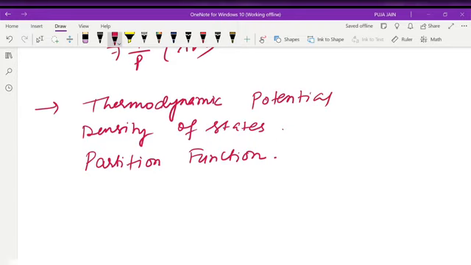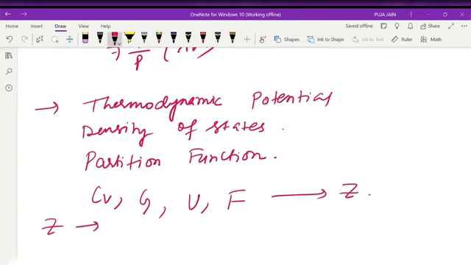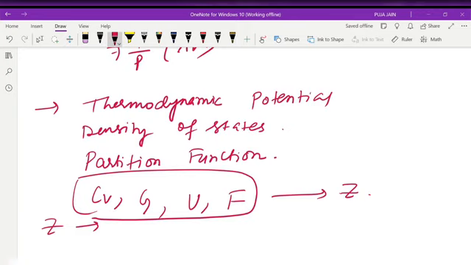Also we will find some important relations between CV, G, that is Gibbs free energy, internal energy, Helmholtz free energy F, all in terms of partition function Z. So if Z is given in the exam and they have asked these values, we need to know the relation connecting these terms with the partition function Z. This will be our main motive in our next theory lecture of statistical mechanics.